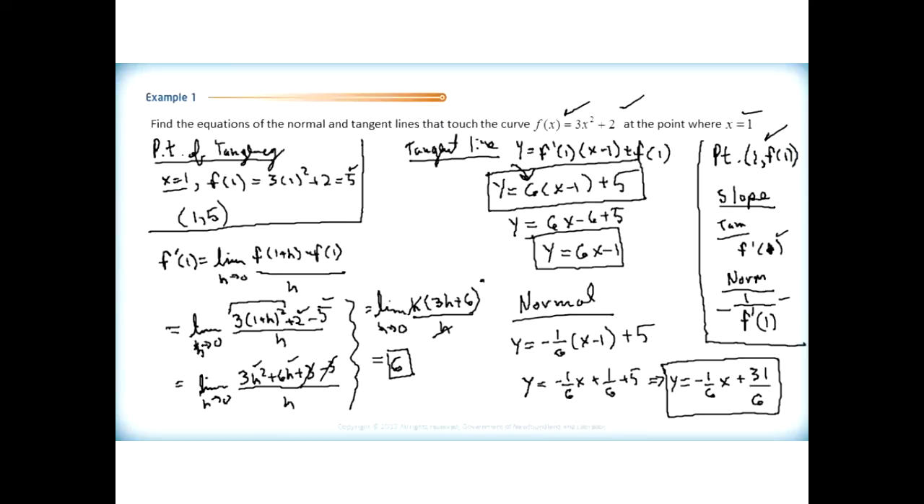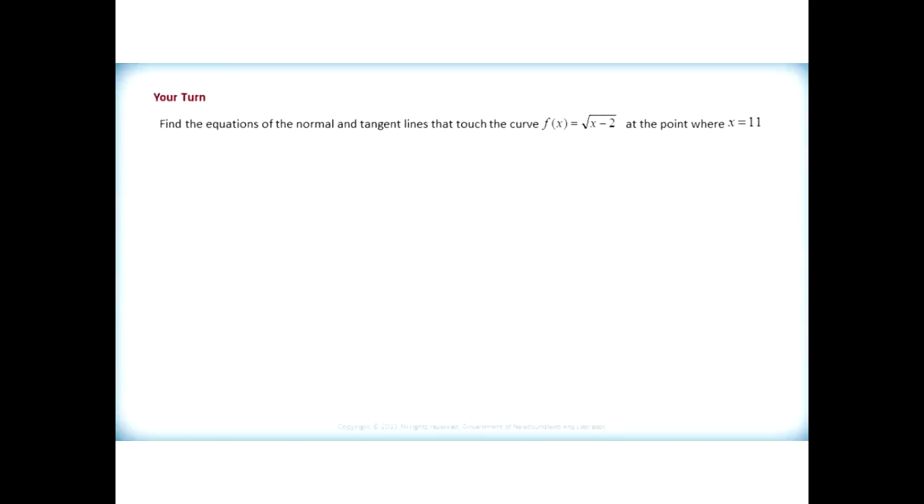So that's a pretty straightforward process. As long as you stick to that formula and you're quite comfortable with the part where you have to find the derivative, there's not a whole lot to this. It's just remembering what it means. All right, so we're going to jump right into the your turn question because there's not a whole lot to this stuff. So enjoy the your turn question there.